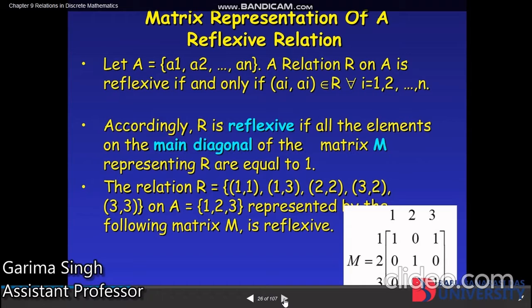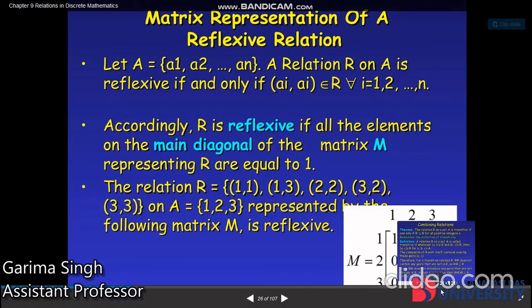Matrix representation of a reflexive relation. Let A be this, and A is reflexive if and only if (a_i, a_i) belongs to R for every i = 1, 2, 3, 4, ..., n. Now, if I have to present it in a matrix form, how can you say that it is reflexive? See, all the diagonal elements are marked.